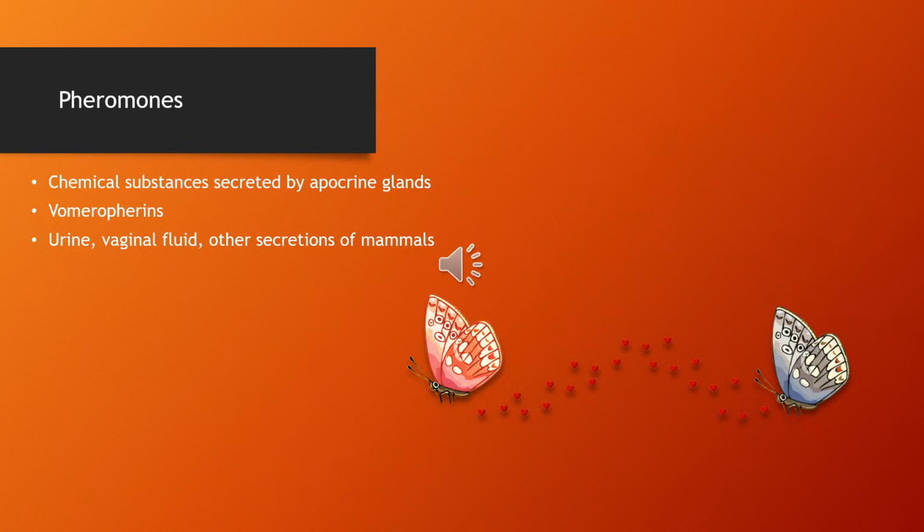Pheromones. These are the chemical substances which are secreted by the apocrine glands and are also known as vomeropherins. And when these pheromones are secreted by an organism, it is believed that they can produce some behavioral or physiological changes in other members of the same species. And they are mostly present in urine, vaginal fluid, and other secretions of the mammals.